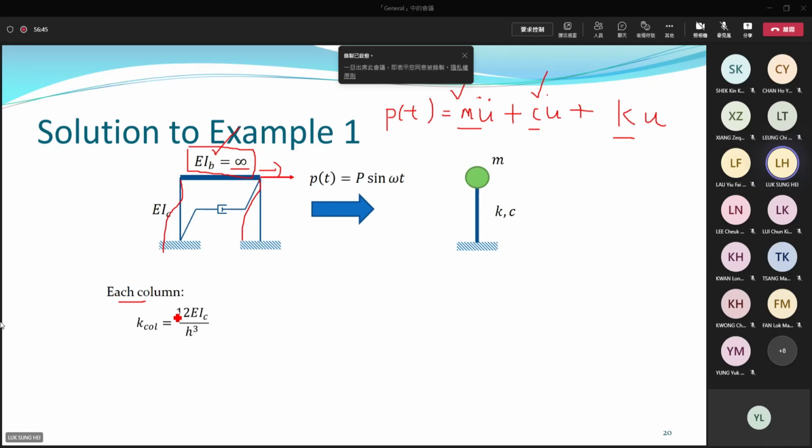We have two columns in this problem, column 1, column 2. So you just need to multiply this K column by 2. It becomes the total stiffness of the whole system, 24 EI over H cube. Okay, you can use this outcome directly. You don't need to prove it to me. You can use this outcome if you find that it is a rigid slab. You may use the other equation if it is a flexible slab. So read the question carefully. This kind of property will be given, flexible beam or rigid beam. So read the question carefully.